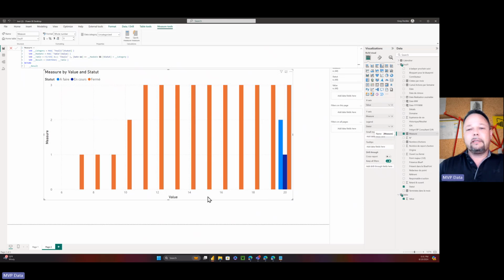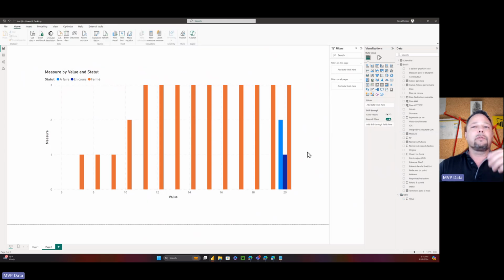So disconnected tables, there's tons of uses for them. You should always keep them in the back of your head when you have some kind of problem that's giving you grief in Power BI. Disconnected tables a lot of times turn out to be an answer for that.